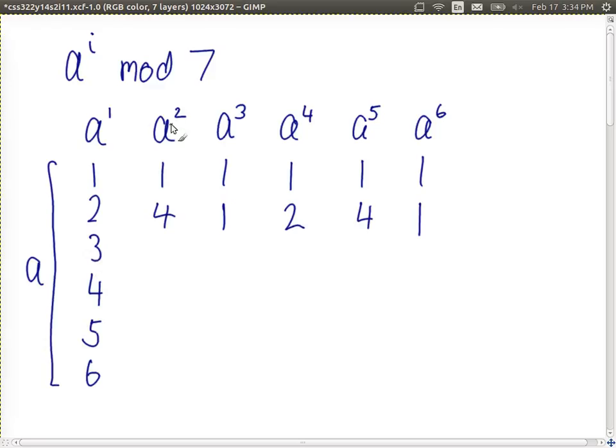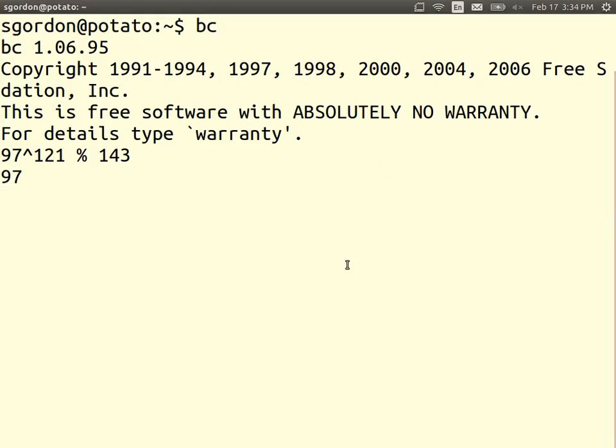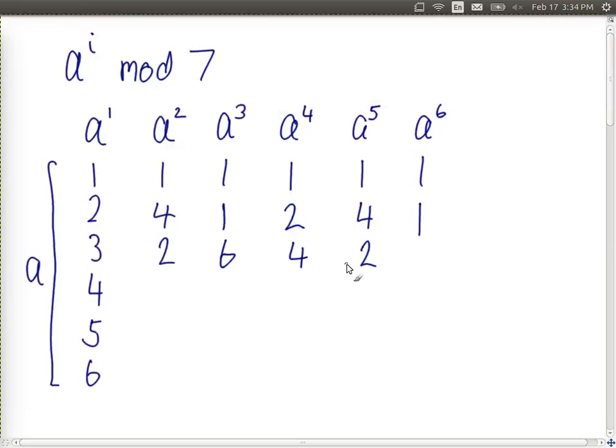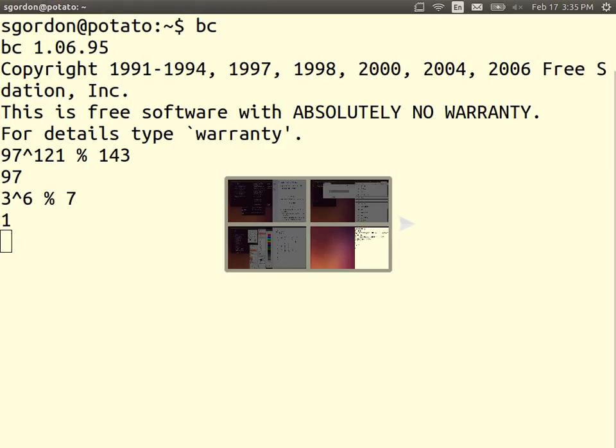Let's keep going. 3 squared mod 7. 3 cubed, 27 mod 7. We did these ones before. 3 to the power of 4 mod 7. 81 mod 7. That's 4. 3 to the power of 5 mod 7. We did that before, we found it was 2. 3 to the power of 6 mod 7, calculator. 3 to the power of 6 mod 7, 1. And we'll do the rest in the calculator, you'll see.